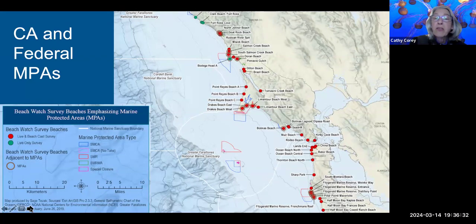We will cover MPAs a lot more in depth in the coming presentations. But this lovely northern coast map from Half Moon Bay in the south up to Fort Ross in the north shows, in red and green dots, the Beach Watch beaches. And interestingly, look carefully on the map and you'll see colored boundaries, different shapes, and those represent the different marine protected areas. Some of them are near or nested within our coastal Beach Watch sites. So next slide, please.